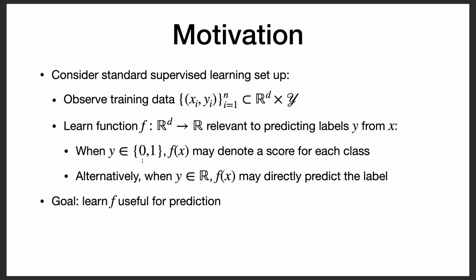When y is discrete, so if y is 0 or 1, f of x might simply denote a score that you could then convert to a probability. This probability would tell you the probability of each class. Alternatively, when y is a real valued number, f of x may directly predict the label itself. Now what you want to do is learn a function f which is useful for making this prediction.